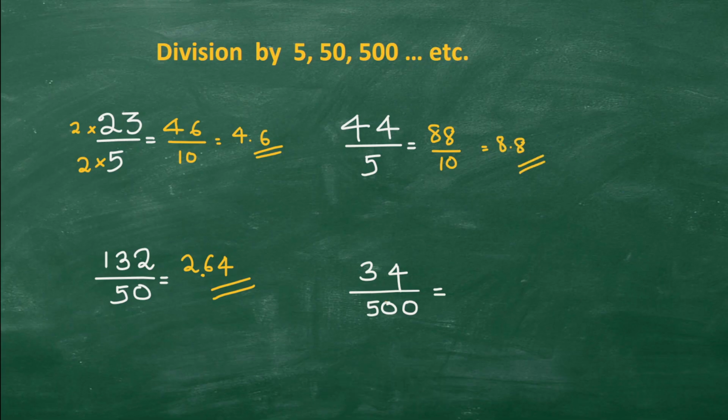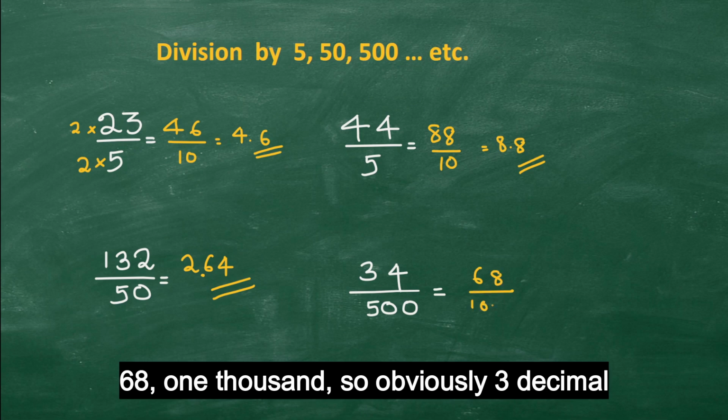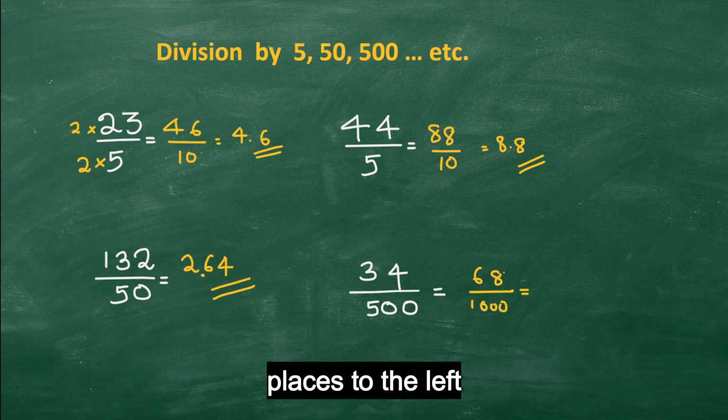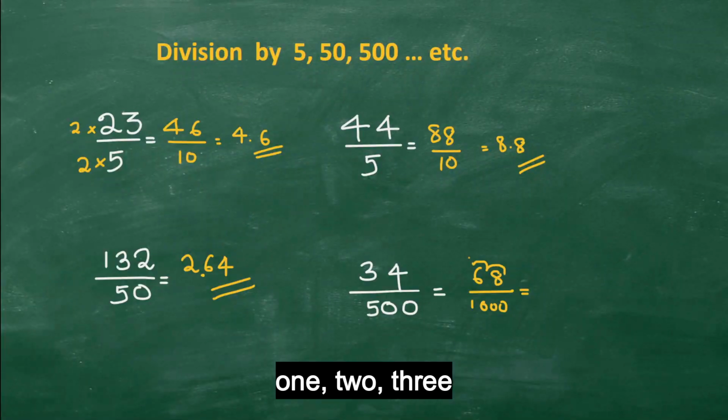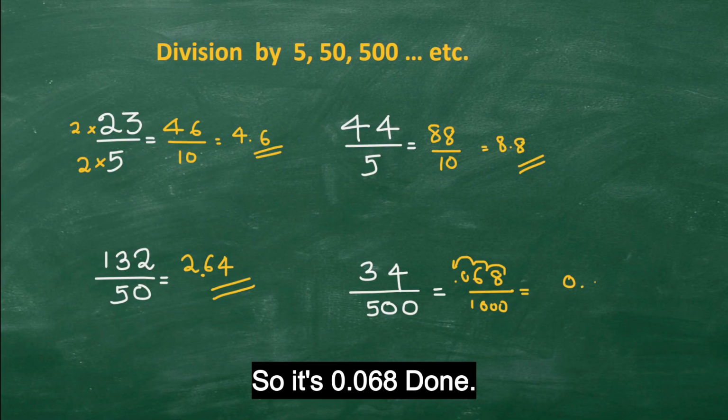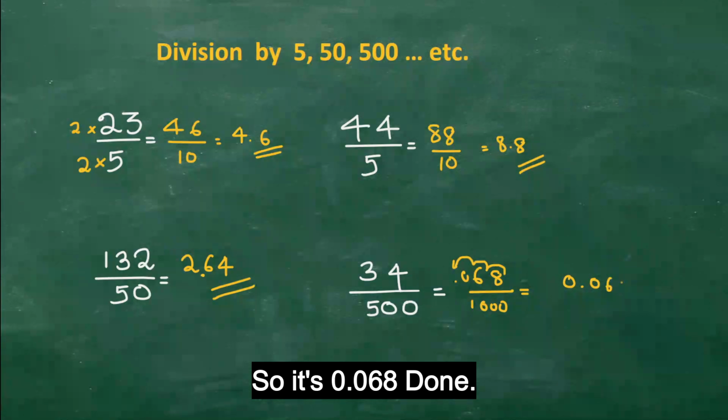Let's do this one. Double 34 is 68. 1000. So obviously 3 decimal places to the left. 1, 2, 3. Note here. So it's 0.068. Done.